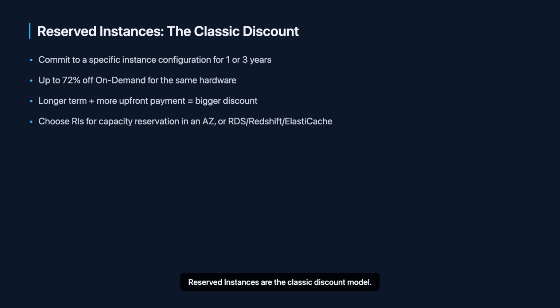Reserved instances are the classic discount model. You commit to a specific EC2 configuration, instance family, size, region, for either 1 year or 3 years. In exchange, Amazon Web Services knocks up to 72% off the on-demand rate for that hardware. Two levers drive the discount size: how long you commit and how much you pay up front. 3 years saves more than 1 year. All upfront saves more than no upfront.